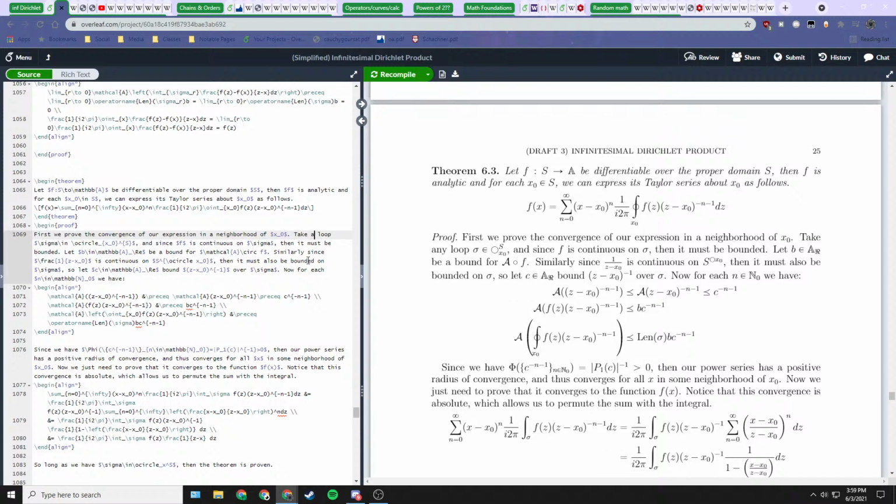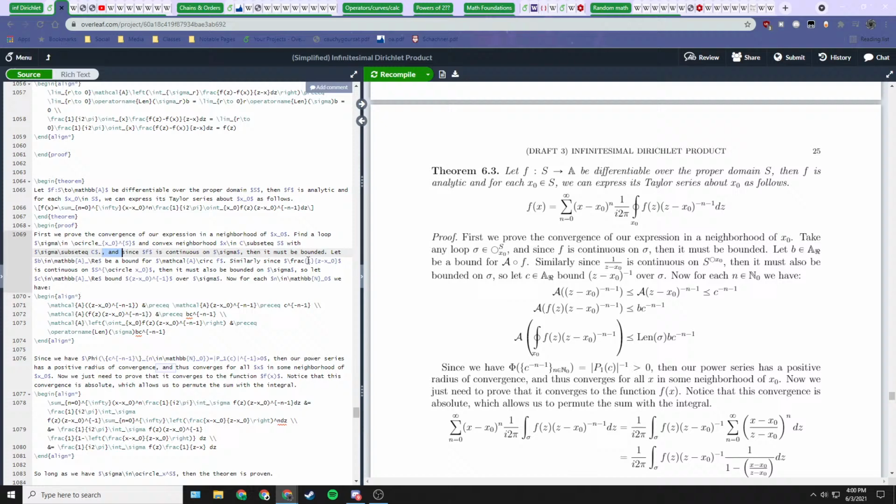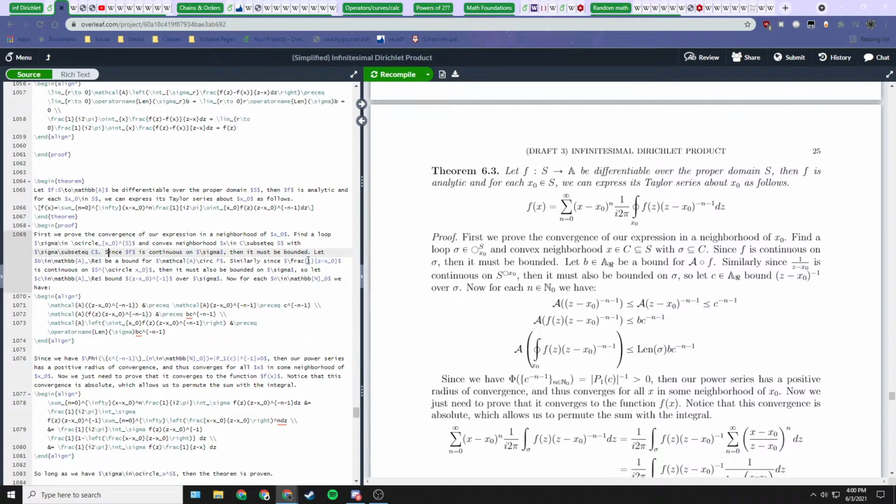So take a loop sigma in here. Actually, let's say find a convex neighborhood C, subset of S, with sigma a subset of C. Leave the rest of this the same. We're just going to replace S with a complex neighborhood. So find a loop sigma in this complex neighborhood C, so that sigma encompasses x and x0 in this neighborhood.